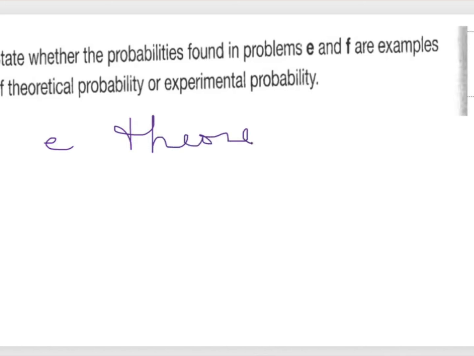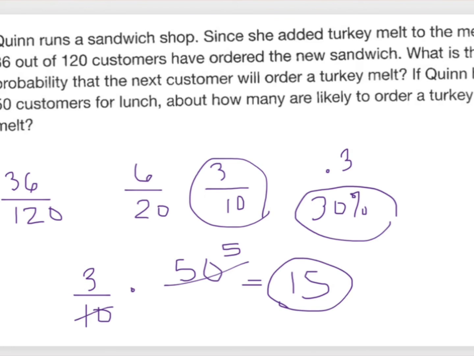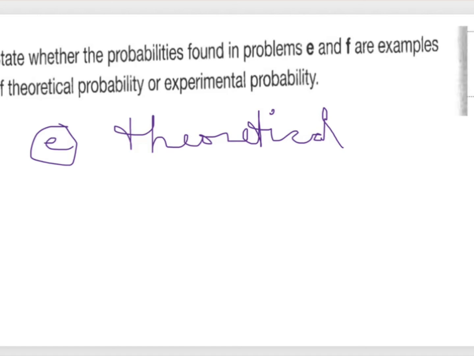It is based on the theory behind how many favorable outcomes and how many total outcomes we have. So E is theoretical. Now let's go look at F. F was talking about experimental probability because it was not based on some theory or formula. It was based on what she was observing in her restaurant. So F is experimental.